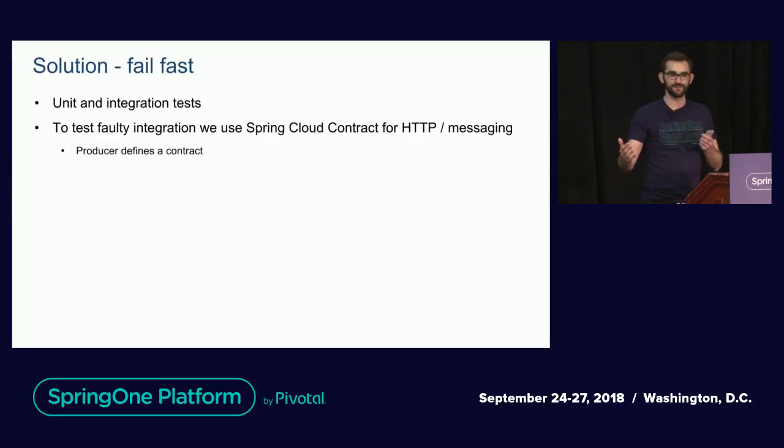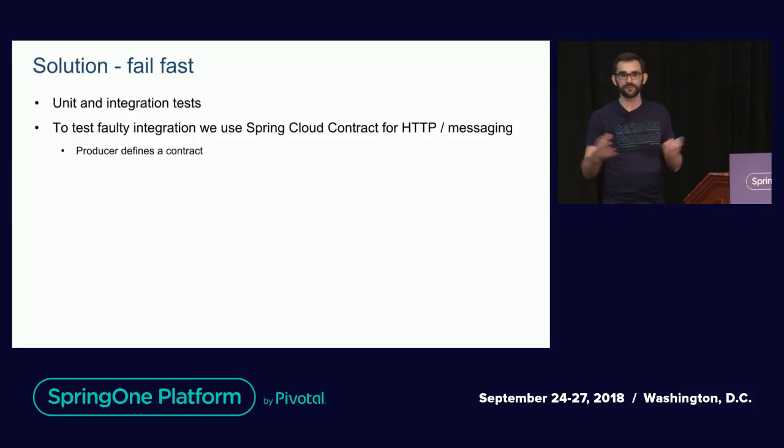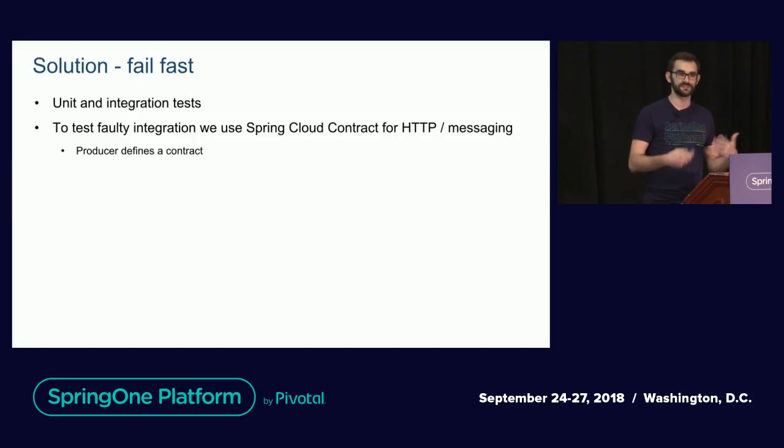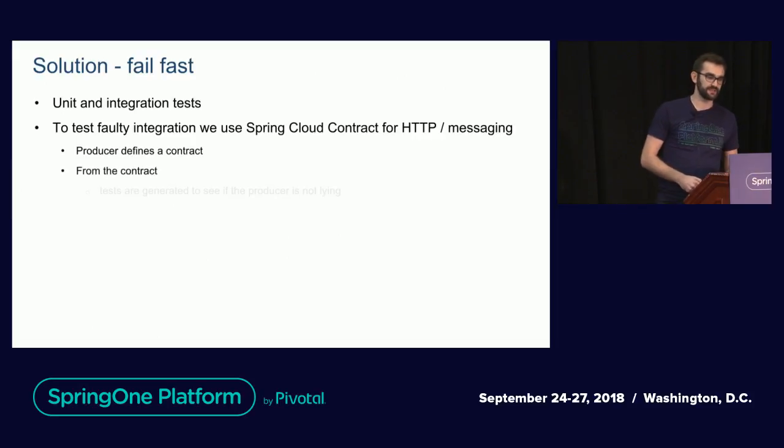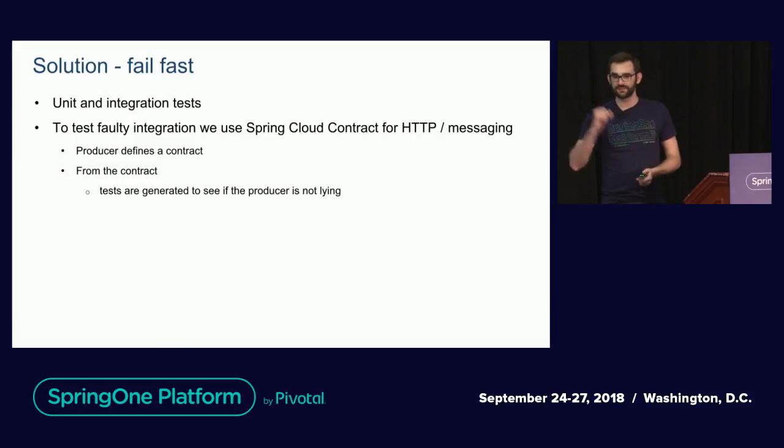A contract is an agreement between 2 sides of the communication, like a producer of the API or a message and a consumer of that API or message, on how the communication should look. So it's not a schema. It's just a scenario of how we're going to use your API. So the producer defines a contract, and from the contract, tests are generated.